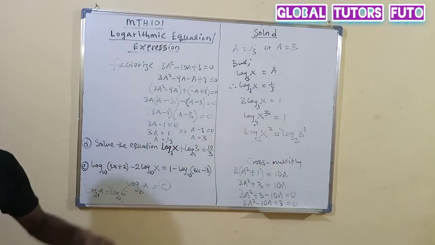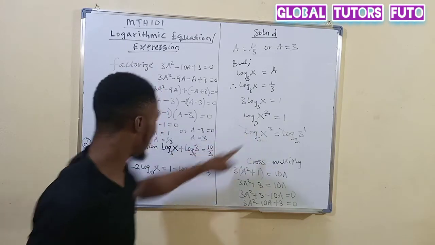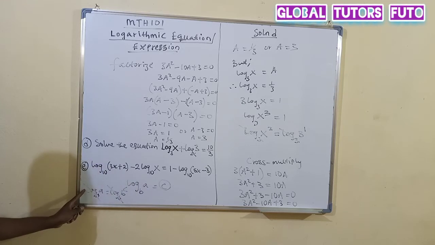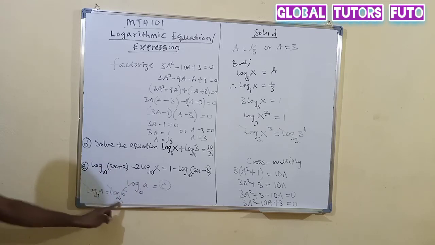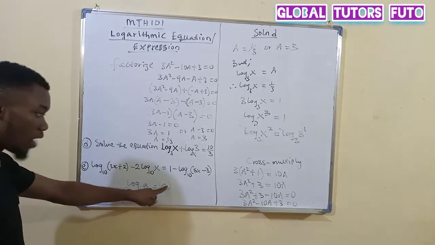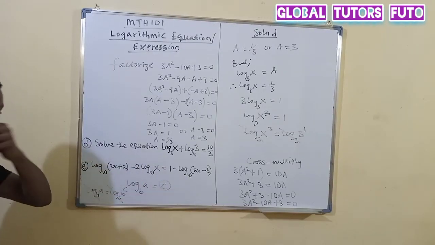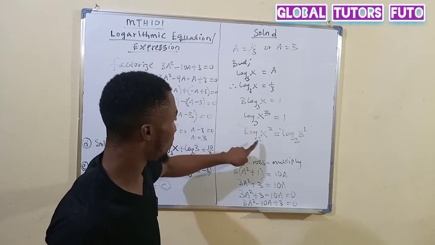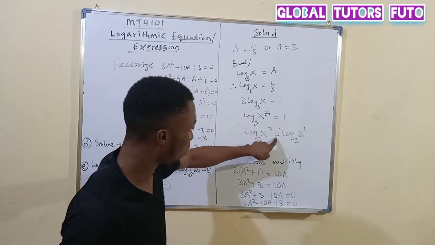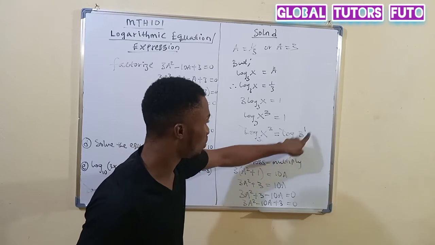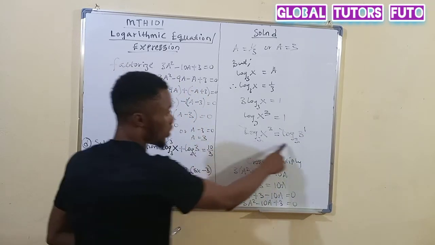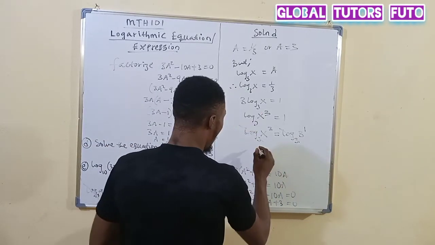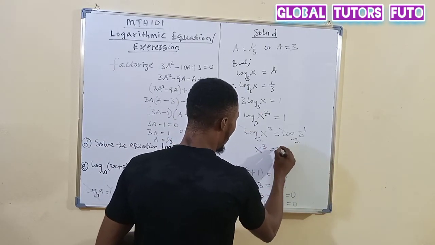Did you get what I just did now? So remember what I did? I said when you have log base b of a equal to c, then log base b of a will be equal to log base b of b raised to power c. So that b will still come out with a power of c. That is exactly what I did here. Log base 3 of x cubed will be equal to log base 3 of 3 raised to power 1. So this will cancel this. So what are we left with? We are left with x raised to power 3 equal to 3.